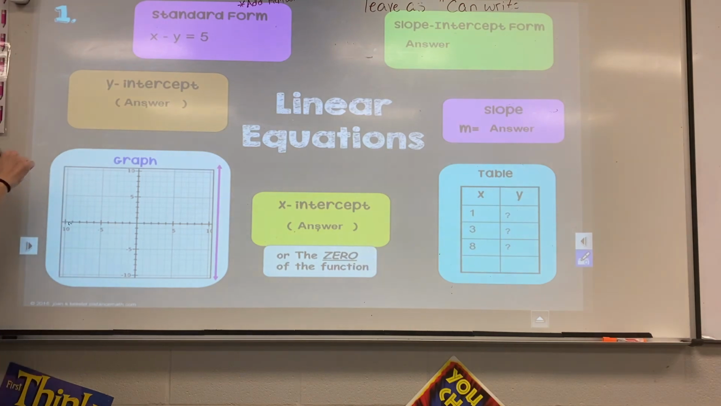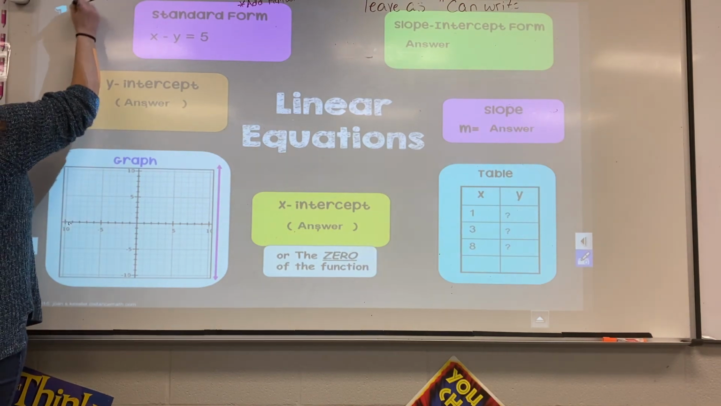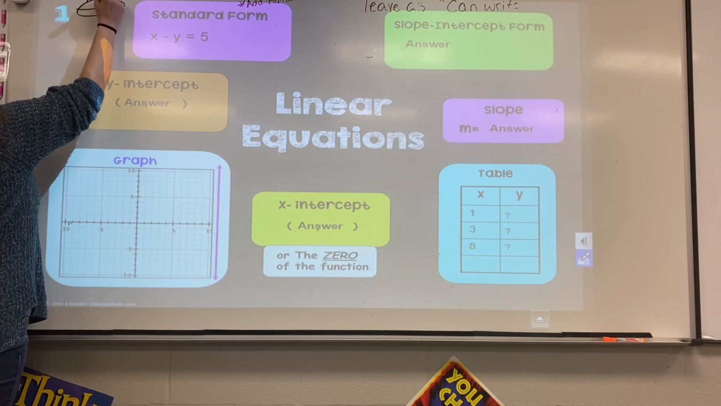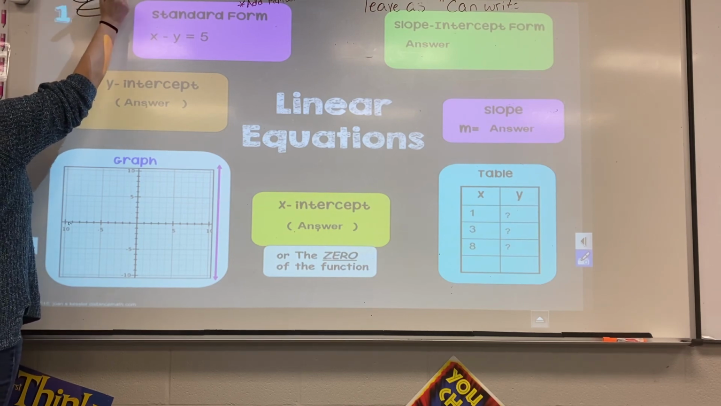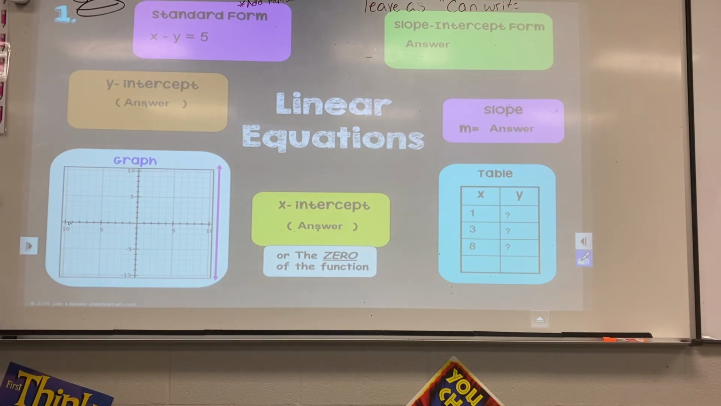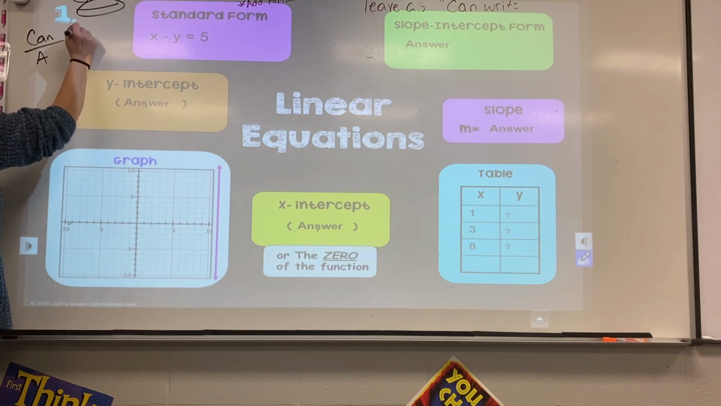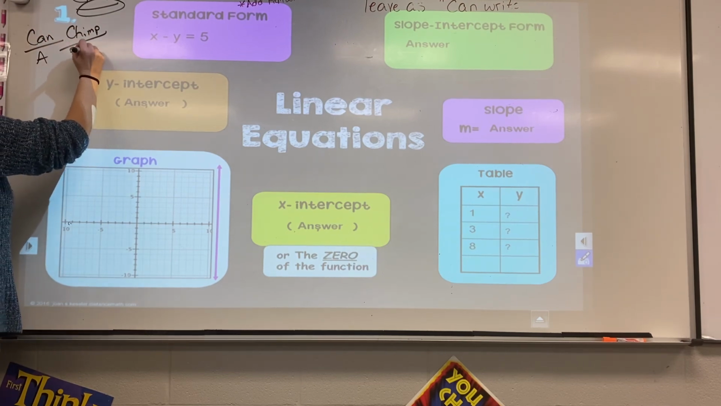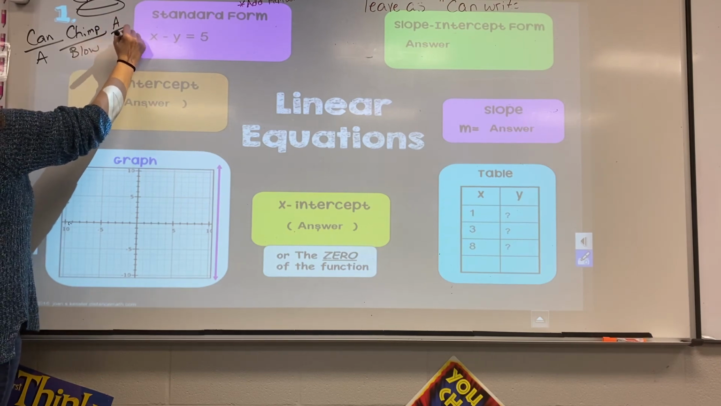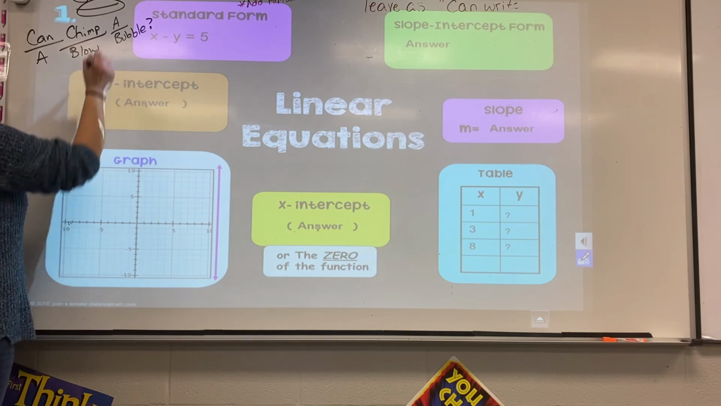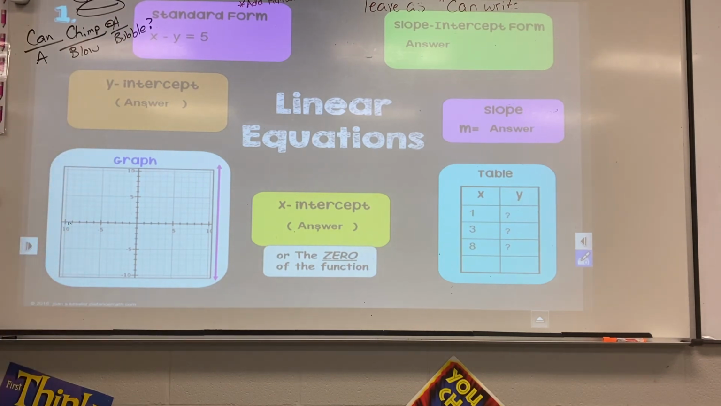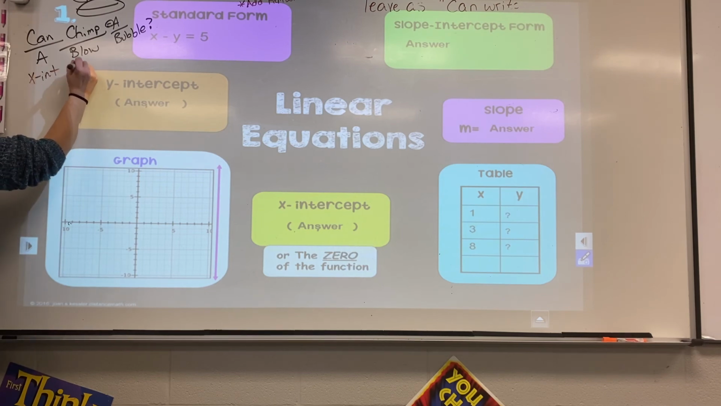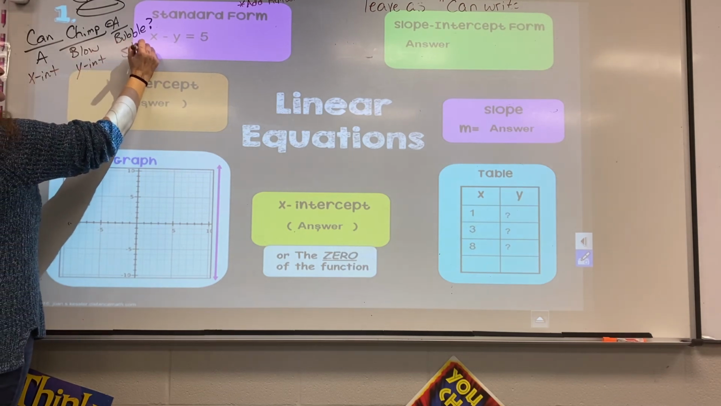So the shortcut for standard form is the chimp, right? That I gave y'all. My monkey doesn't look very good, but anyway, so the chimp method. So can a chimp blow a bubble? That's the question, and the answer is no. So that's where the negative sign comes from. This shortcut tells us the x-intercept, the y-intercept, and the slope.